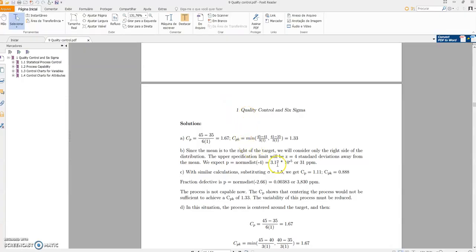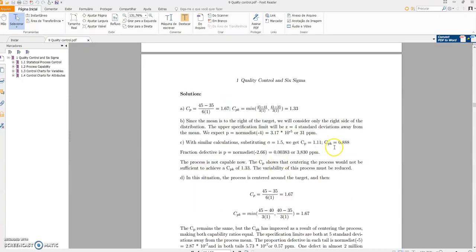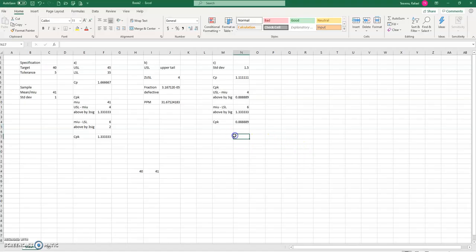Let's take a look at the answer. You see here, similar result, CP 1.11, CPK 0.88. I'm going to stop here because I'm going to run out of time. Let me stop here and continue in the second video, the second part. I'm going to start from here and compute the fraction that is defective and the parts per million and finish this problem.